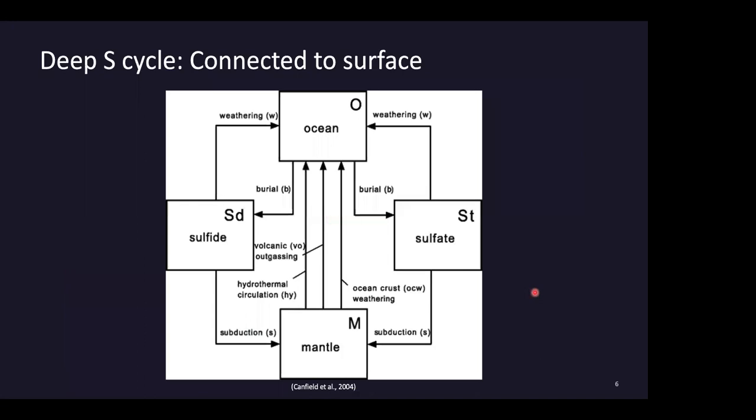This cartoon by Canfield shows us how exactly the deep sulfur cycle is connected to the surface. Sulfide and sulfate are the 2 minerals that get weathered and go into the ocean as sulfur. Then the ocean buries the sulfur mostly as sulfide and sulfate. And then these minerals get subducted deep into the mantle, and the mantle releases sulfur into the ocean-atmosphere system by volcanic outgassing, hydrothermal circulation, and oceanic crustal weathering.